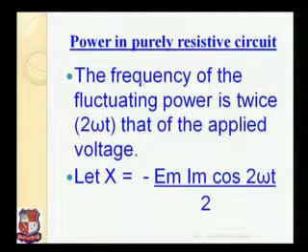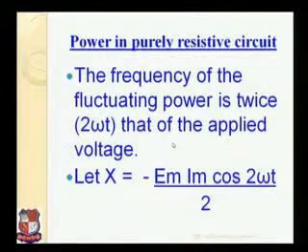Now power in a resistive circuit: if you see the equation of power, the frequency of the fluctuating power is twice that of the applied voltage, because the applied voltage is Em sin omega t, and here it is 2 omega t. So the frequency of the fluctuating power is double that of the applied voltage.